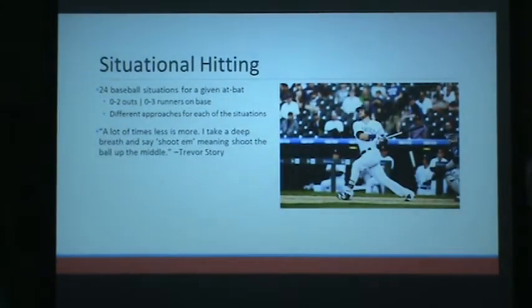What we deduced is that there are 24 basic baseball situations. You can have 0, 1, 2 outs, and then 0 through 3 runners on base: 3 out possibilities, 8 base running possibilities, it ends up being 24. And to justify that we did this, it wasn't just us assuming that players did this. We did find a quote from Trevor Story, a player on the Rockies: a lot of times less is more. I take a deep breath and just say shoot, meaning ball up the middle.